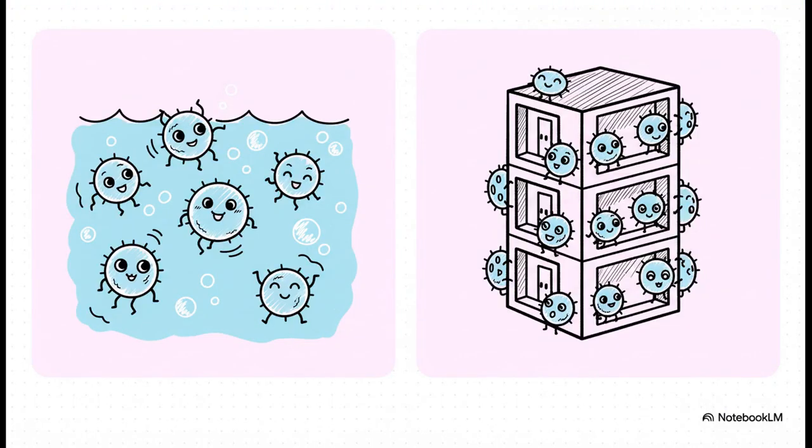Do you let your entire workforce just float around freely in the water? That's a method we call suspended growth. Or do you give them a permanent home to live on, a fixed surface? And that's called attached growth. Seriously, these two philosophies, they're the foundation for pretty much all biological wastewater treatment out there.